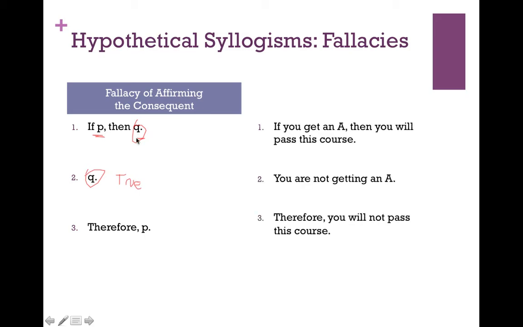Here's another one. If you get an A, you will pass this class. You are not getting an A, therefore you will not pass this class. Let's see if we can figure out what the form of this argument is. Hopefully you can see that this is a fallacious way of reasoning. If you get an A, you will pass the course. Well, that seems true. You are not getting an A. Okay, well, maybe you're getting a B. Does it follow that you will not pass the class? And the answer to that is no. Just because you're not getting an A doesn't mean you're going to fail.